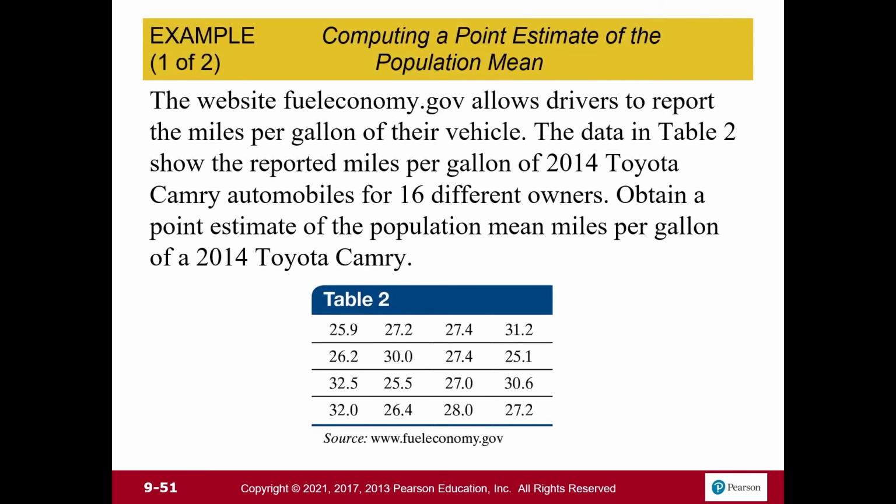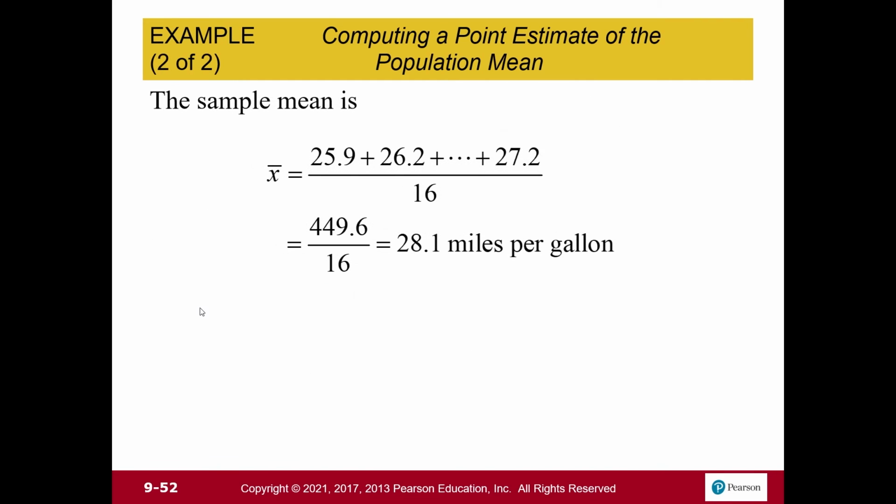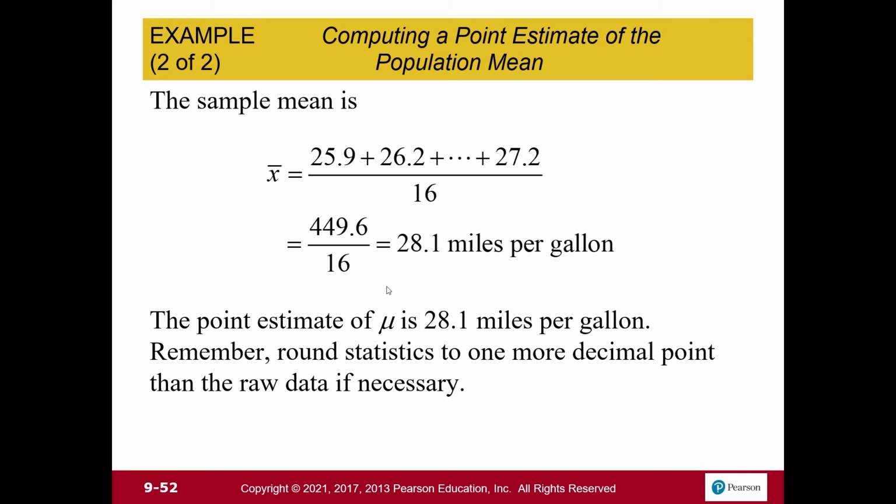Okay, now how do we actually calculate that? So suppose we have 16 different values, and these numbers represent miles per gallon of a specific type of car. We're simply going to add them all up and divide by the total number of 16 to get the average number, the mean of all of those numbers, and that's 28.1. So that's our estimation for the real population.